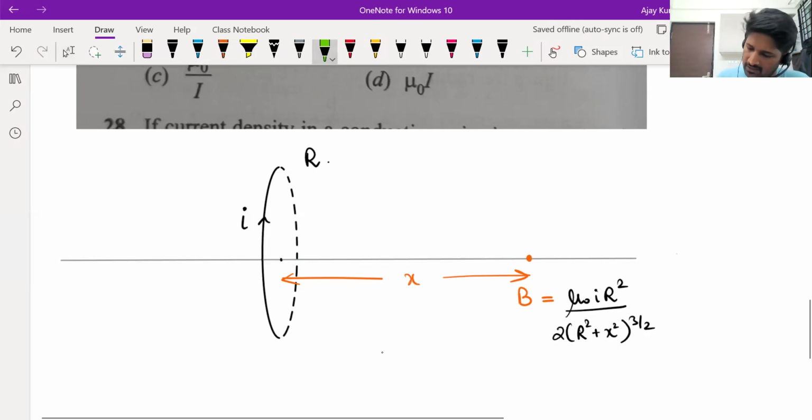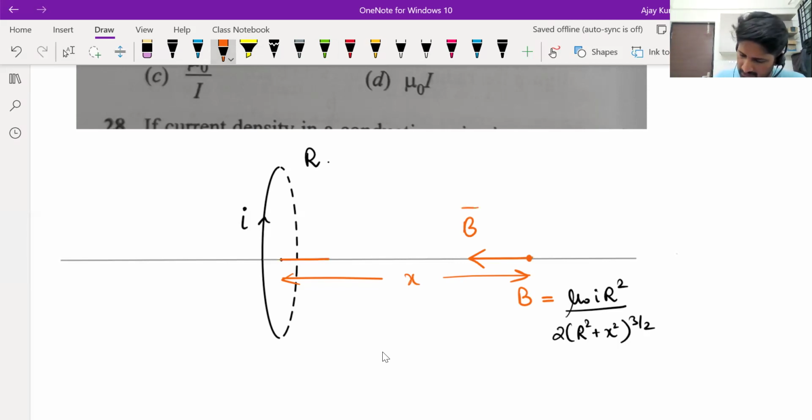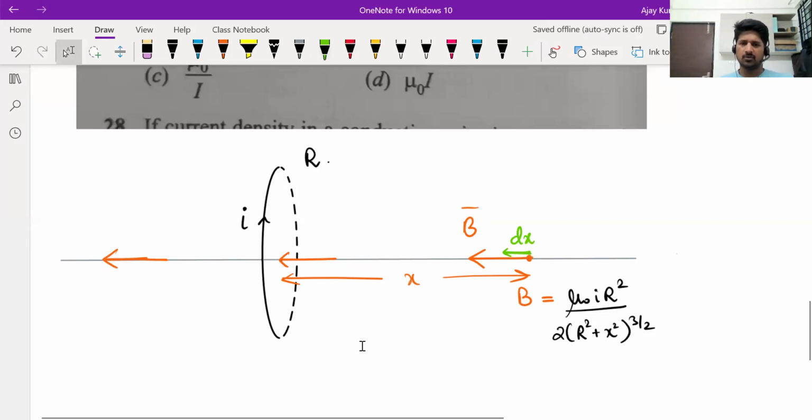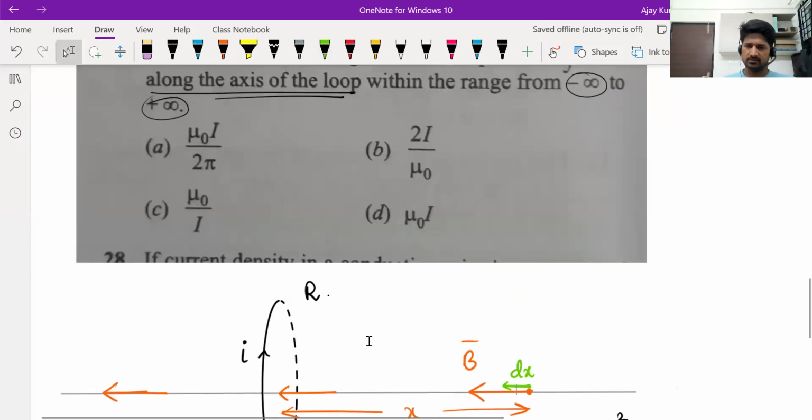So magnetic field is in this direction. Everywhere along the axis, it will be in that direction itself. Next, we have to take dot product with dx. Now dx is along the axis only. So dx would be like this, or in the opposite direction, doesn't matter. The answers are all positive. So we'll only give the magnitude as the answer.